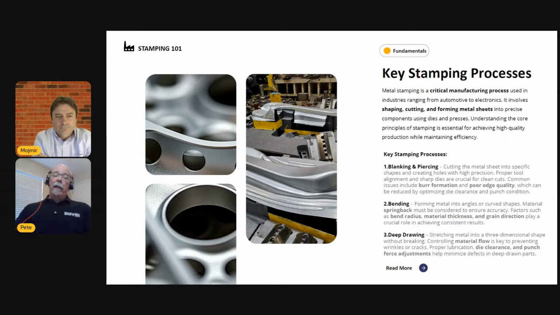You may have a die that looks perfectly aligned when you have it in the die shop, but as soon as you set it in the press, you're experiencing punches that are chipping or shearing, and that could be from this side-to-side motion because the gibs are too loose.